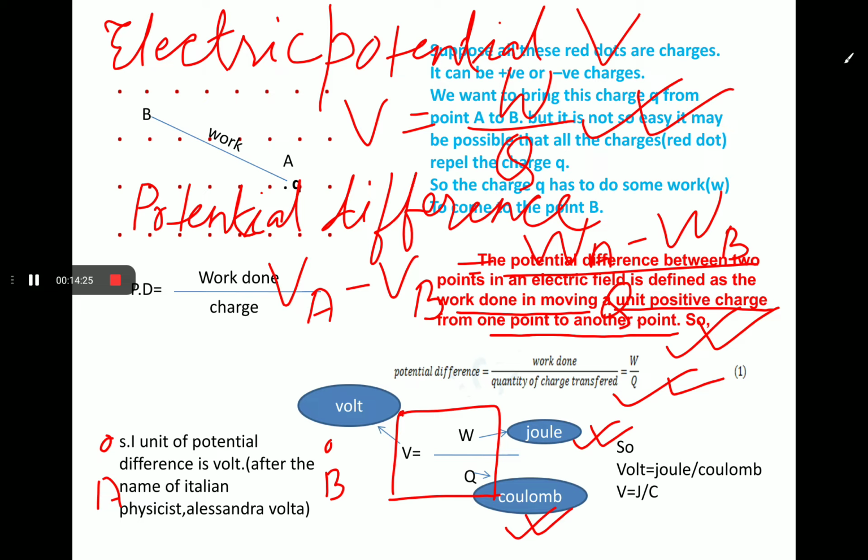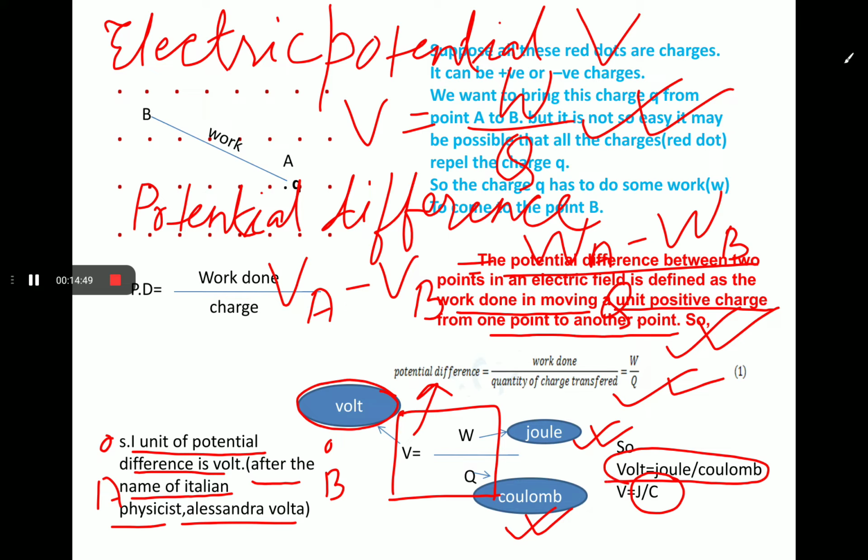So, the SI unit for the potential difference is joule per coulomb. But the SI unit for the potential difference is volt, after the name of Italian physicist Alessandro Volta. In honor of him, the SI unit of potential difference is also volt. So, we can write that volt is equal to joule per coulomb. This is one of the relations between the volt, joule and coulomb.